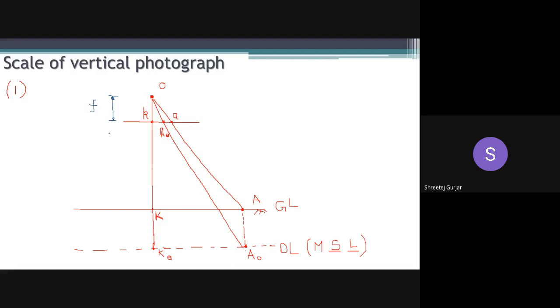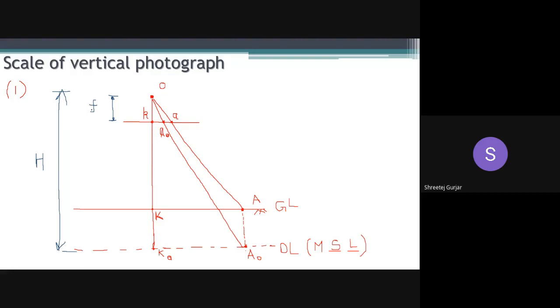Now, what is the flying height? Flying height, we will consider from the datum itself. Using the reference as a datum, we will not consider it from the ground level. So this is capital H, the height from which we took the photograph, measured from the mean sea level or the datum.